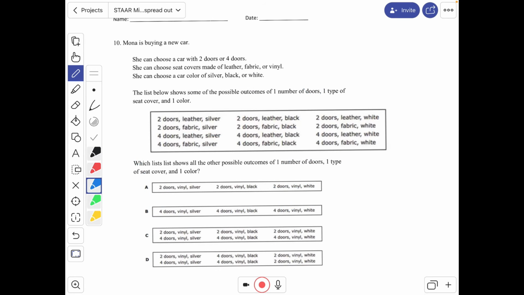Number 10. Mona is buying a new car. She can choose a car with 2 doors or 4 doors. She can choose seat covers made of leather, fabric, or vinyl. She can choose a car color of silver, black, or white. The list below shows some of the possible outcomes of one number of doors, one type of seat cover, and one color. Which list shows all other possible outcomes of one number of doors, one type of seat cover, and one color. Okay, so what we need to look for is in this box, what's missing.